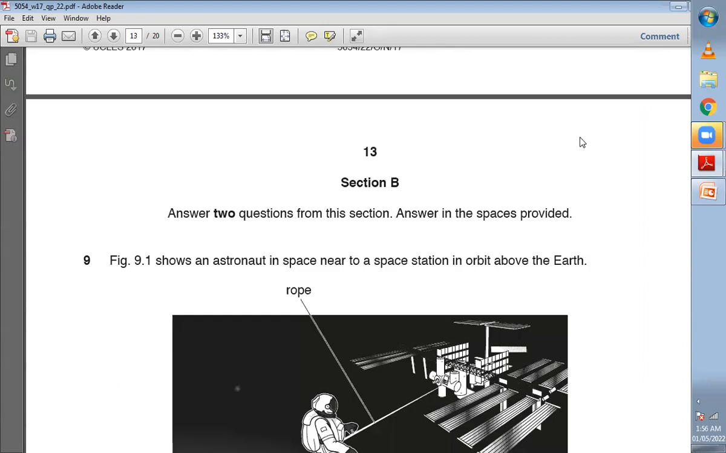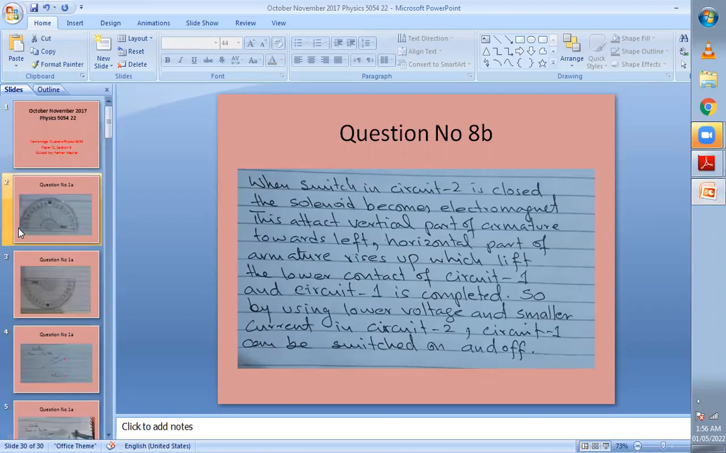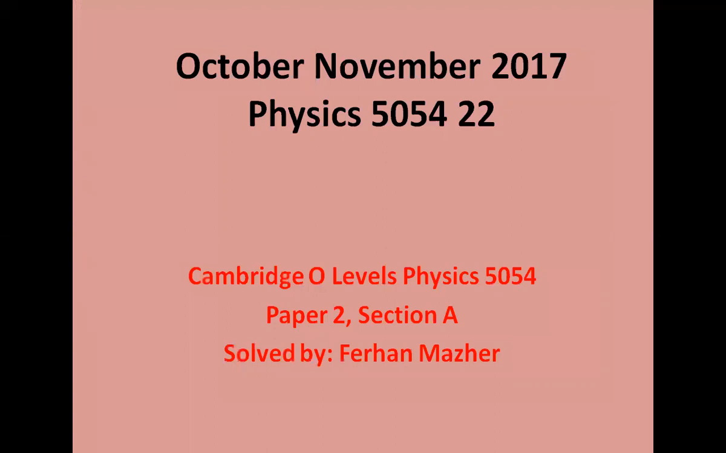So we are done with this video, with this session. And my dear students, my name is Ferhan Mazher. And today we have done the October/November 2017 Physics 5054/22 paper. In this video, we have only done Section A of this paper, which was from question number 1 to question number 8. Section B of this paper we will do in another video. I will upload that Section B.